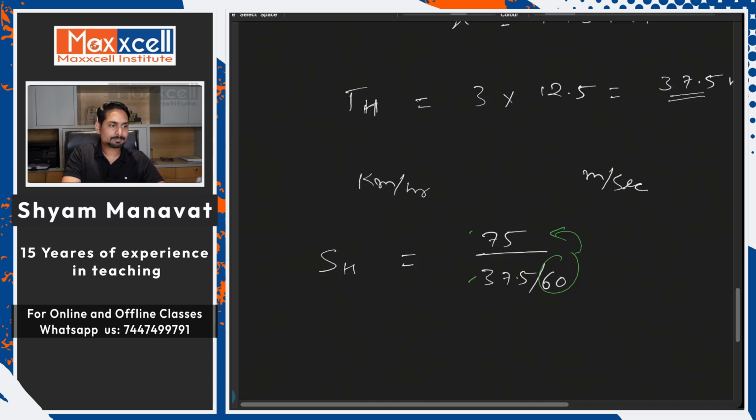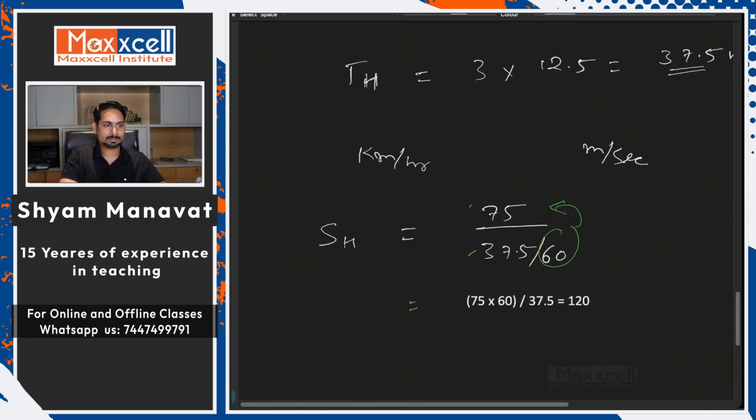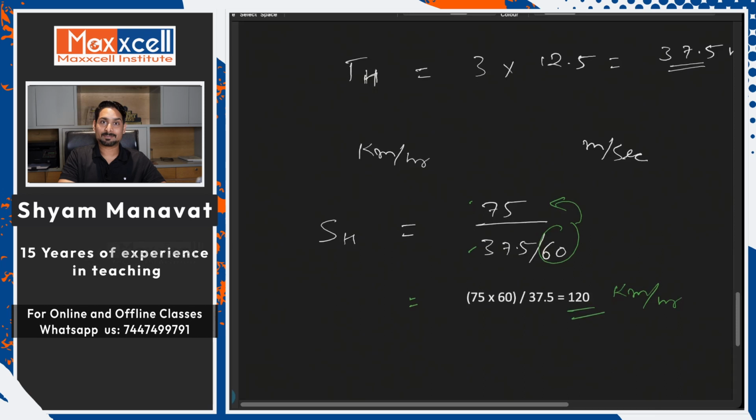So what do I have now? I have 75 into 60, divided by 37.5. That will get me 120 kilometers per hour as the speed of the horse. Okay, that's the answer. All right, let's jump to the next question.